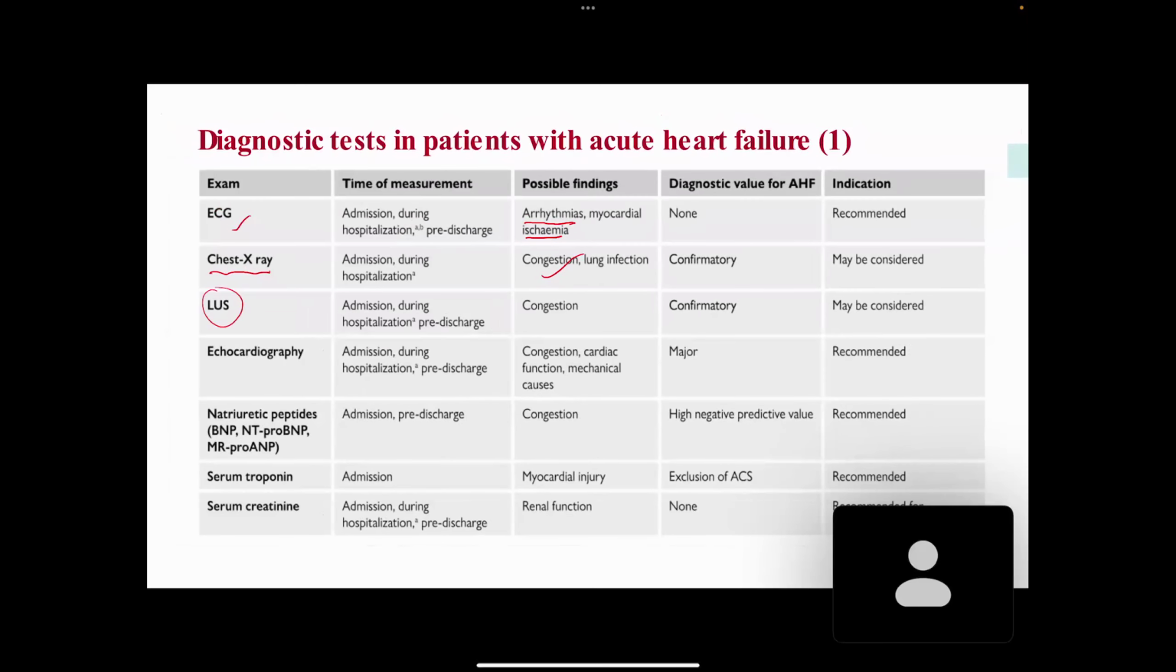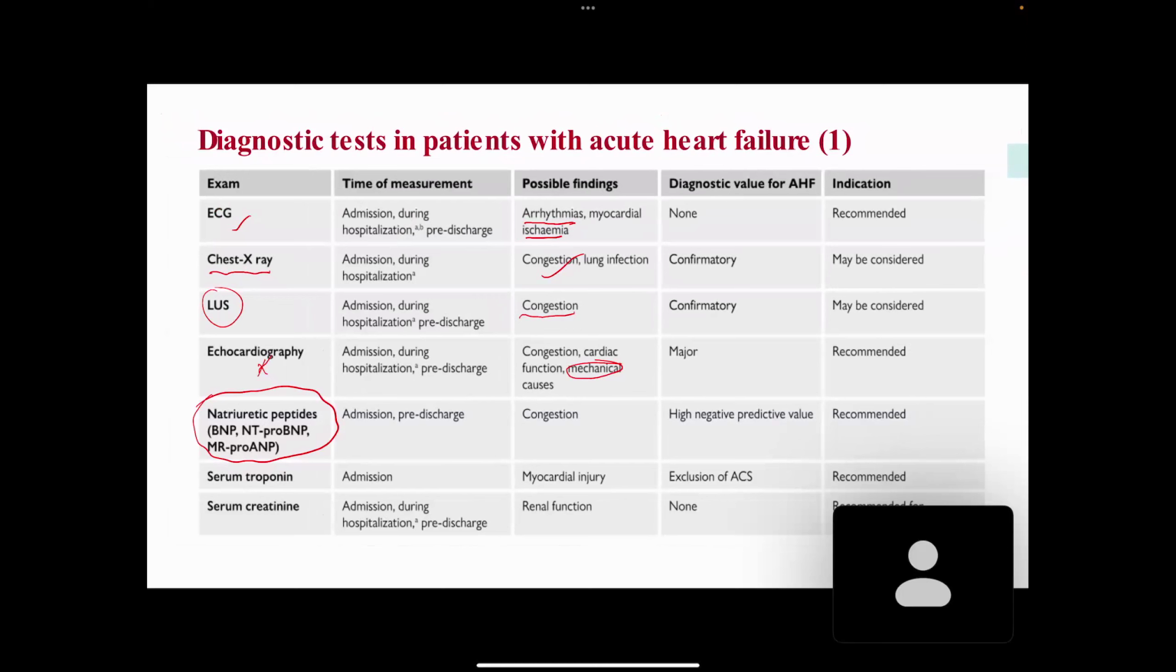Followed by a lung ultrasound, again to look for any curly lines and look for congestion. Echo is a very important modality that will give us so much information about the LV function and also about mechanical causes. Among blood tests, the most important blood test you need to do is NT-proBNP, that is natriuretic peptide, brain natriuretic peptide.